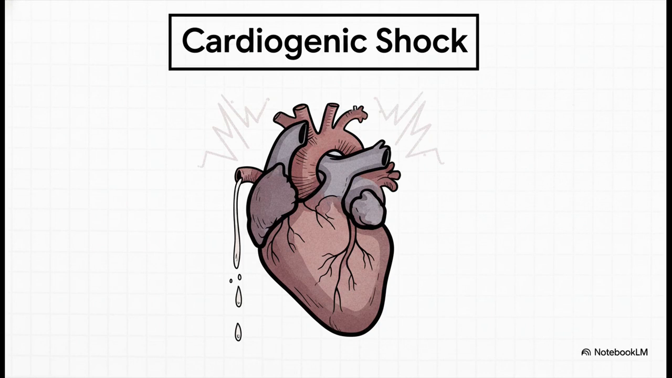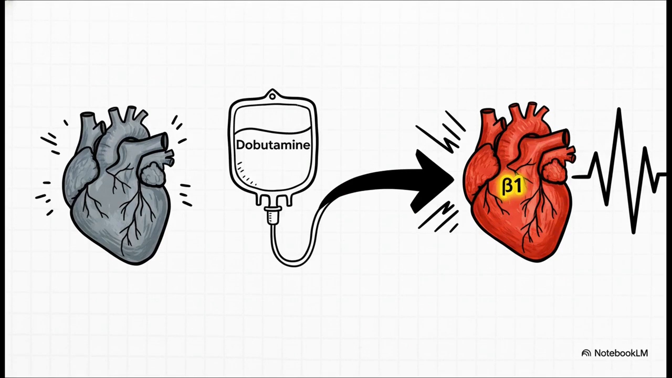Okay, let's take another emergency. Cardiogenic shock. This time, the problem isn't the blood vessels, it's the heart itself. The pump is failing. Maybe after a massive heart attack, the muscle is just too weak to push blood around the body. For this kind of problem, we need a much more focused tool, and that's where we bring in dobutamine. It's a selective beta-1 agonist. And where are most of the beta-1 receptors? That's right, in the heart.